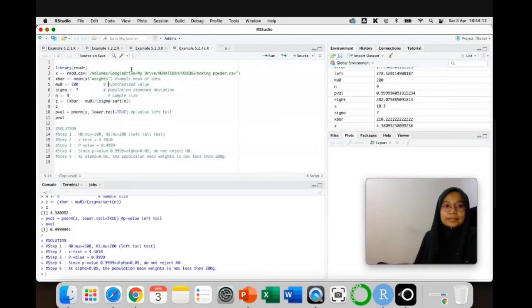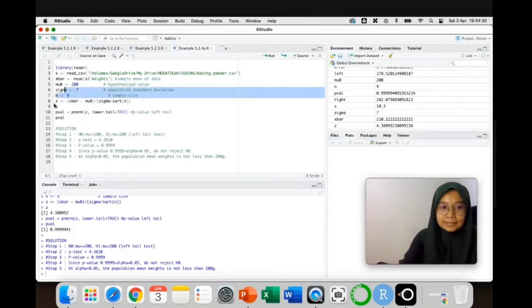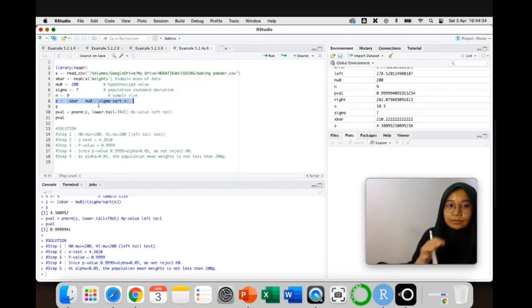Okay, look at here. Saya gunakan data baking powder. X bar kita punya mean. Nampak tak sini? Mu 0, ni maksudnya mu naught. Mu naught kita 200. Sigma diberi 7. Sample size 9. This one is the formula for the Z test: X bar minus mu naught over sigma over square root n. Ini adalah formula untuk Z test. And then kira Z test.